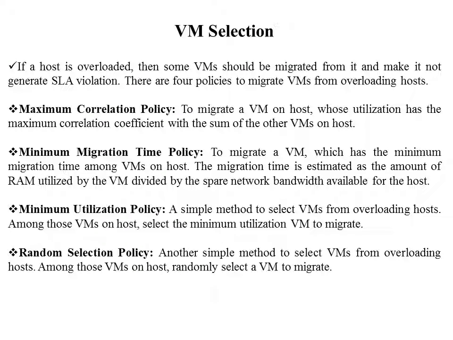Next, moving on to the VM selection. As I told before, as you have seen in step 4, these are the different VM selection methods, whereby the 4 policies are used to migrate the VMs from an overloaded host. Based on these conditions, a VM, that is a virtual machine, is migrated from an overloaded host to an underloaded or less utilized host.